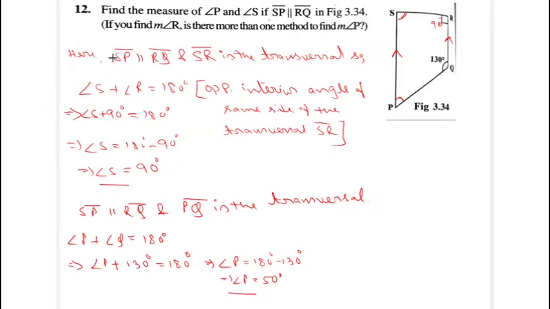Okay. Now, is there more than one method to find the measurement of angle P? Okay, if you know the measurement of angle R, that is already given, and we have taken out the measurement of angle S, which is 90 degrees as well. If we know the measurement of these three angles, can we find out the value of this angle? Yes or no? Yes, because of which property? Because of the angle sum property of a quadrilateral. So here the answer will be yes. This is the second part.